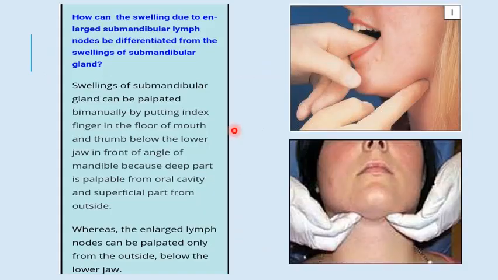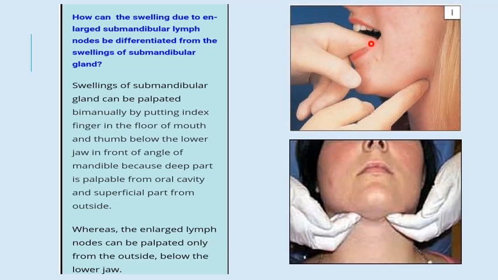How can the swelling due to enlarged submandibular lymph nodes be differentiated from the swellings of the submandibular gland? Swellings of the submandibular gland can be palpated bimanually by putting the index finger in the floor of the mouth and thumb below the lower jaw in front of the angle of the mandible, because the deep part is palpable from the oral cavity and the superficial part from outside.